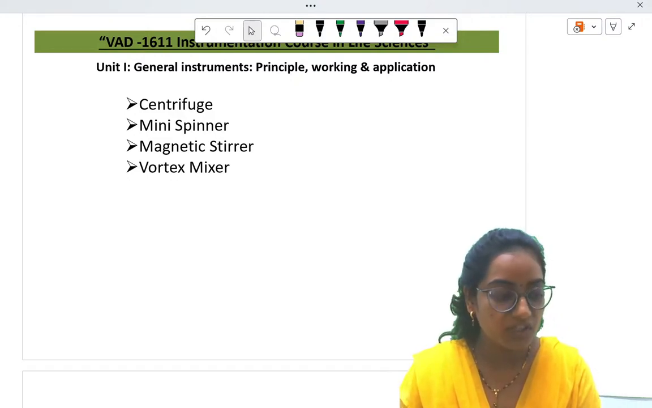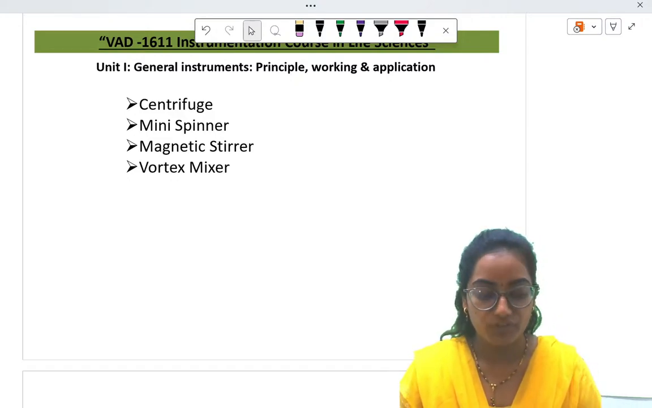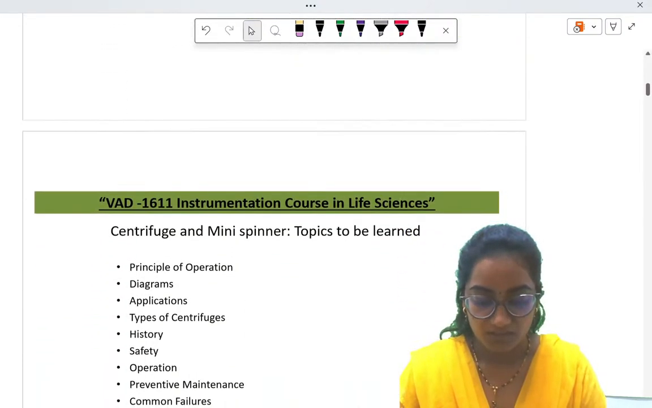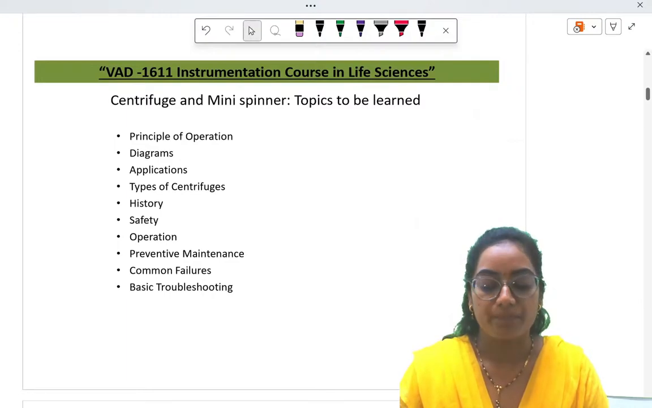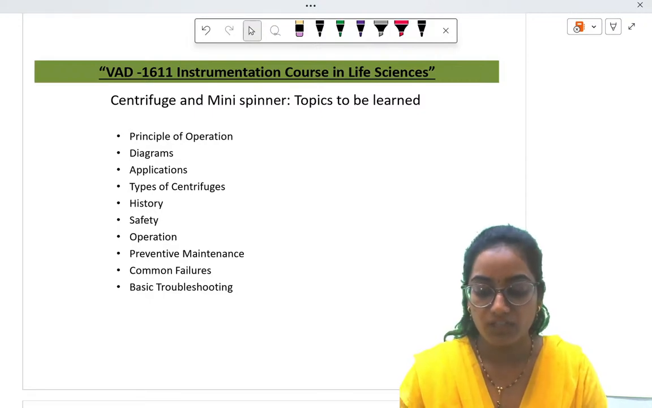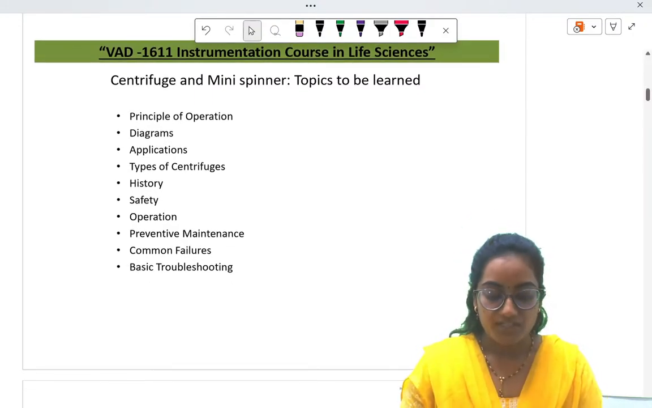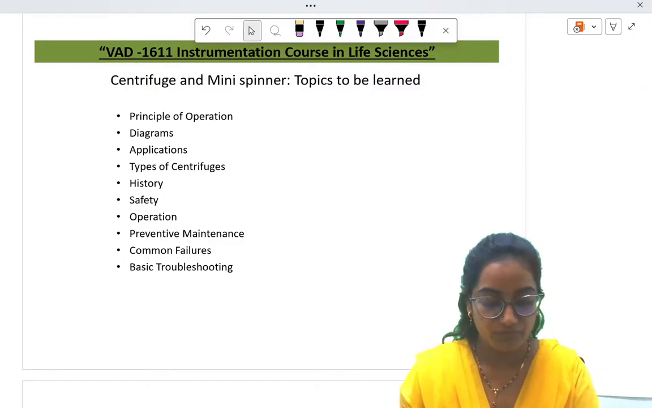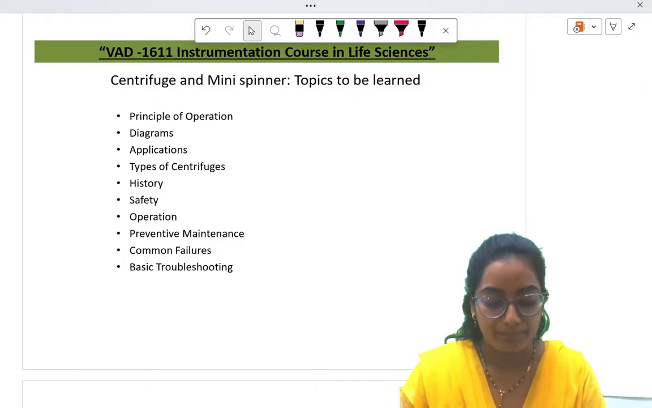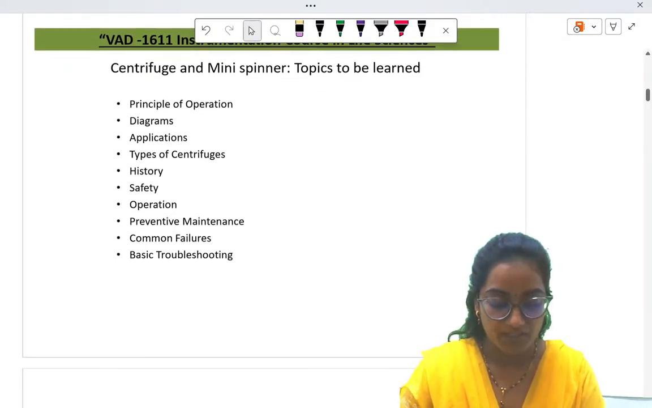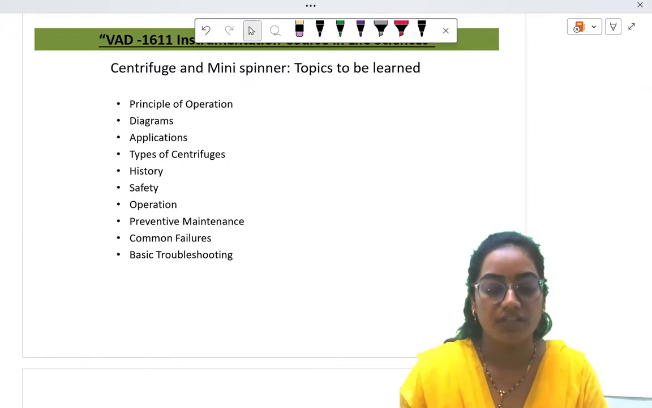Centrifugation means the separation of fluids of different densities, separation of liquids from solids, or liquids with different densities. In centrifugation we discuss the principle of operation, diagrams, types of centrifugation, applications, history, safety measures for centrifugation, operation, preventive maintenance, common failures, and basic troubleshooting of the centrifuge.